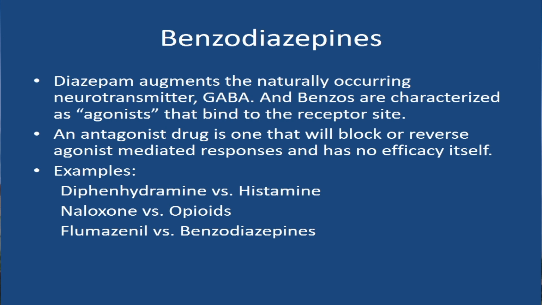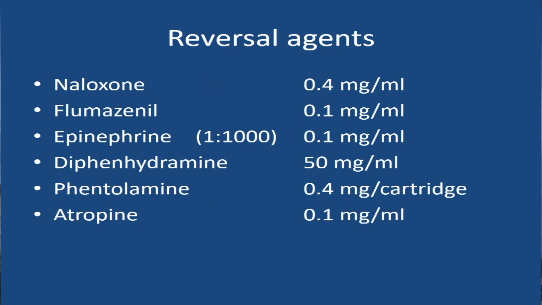For example, diphenhydramine is the agonist drug, and histamine is the effect that we're trying to get. Naloxone is a reversal drug for opioids. Flumazenil is a reversal drug for the benzodiazepine. So it's important to know that these drugs are contrary to each other, and one is a drug dosage for sedation, and one is a drug that will be a reversal agent.